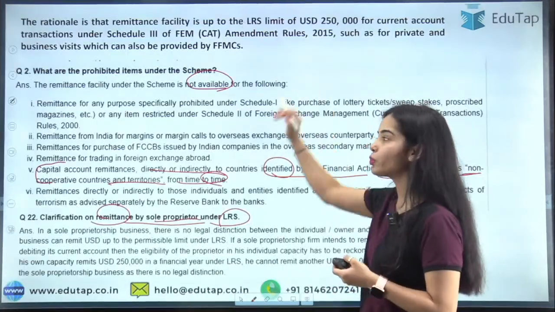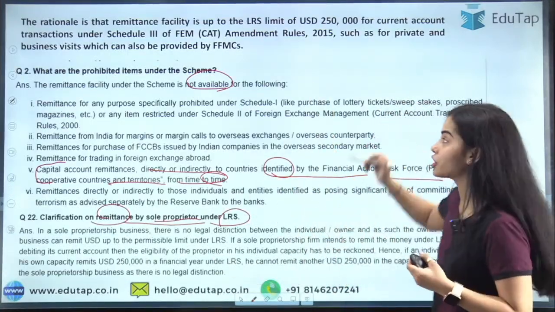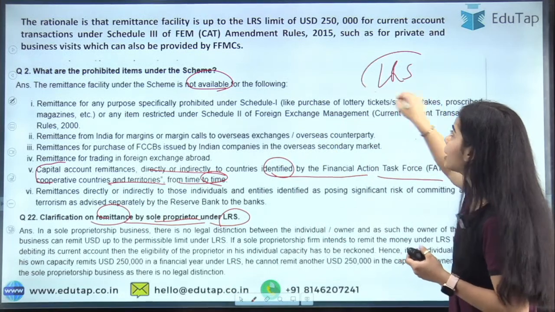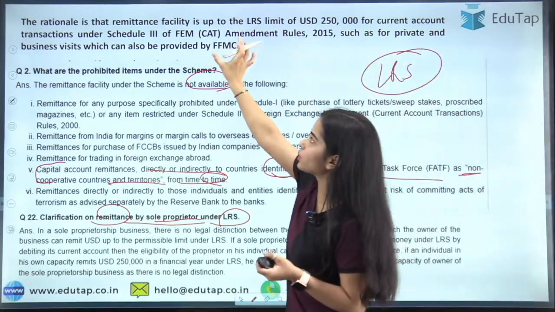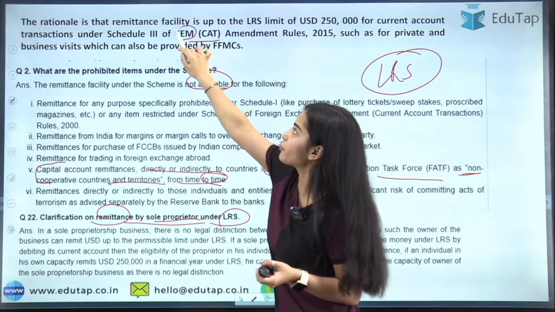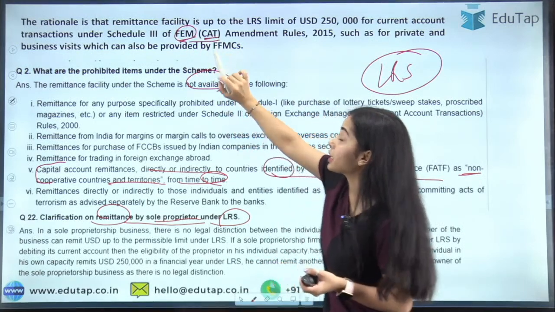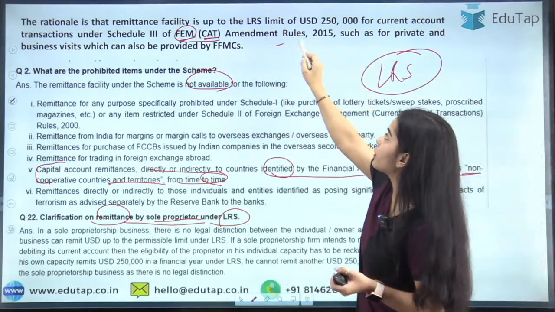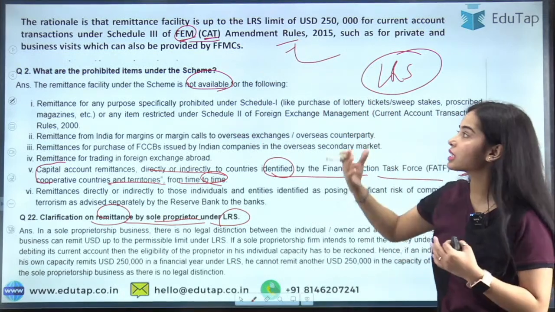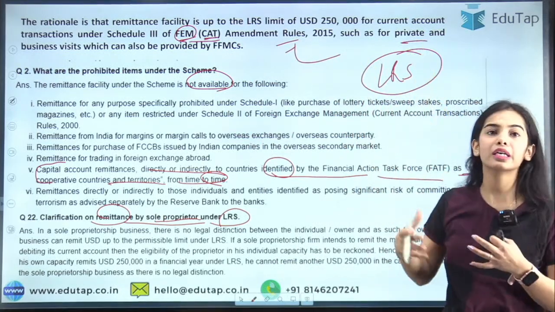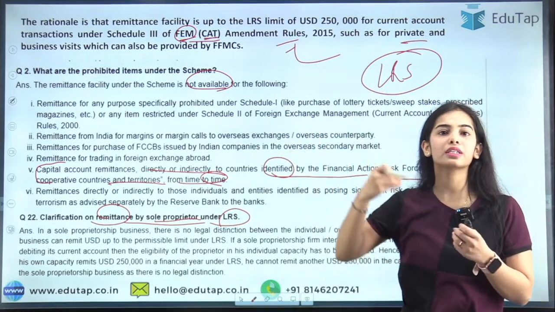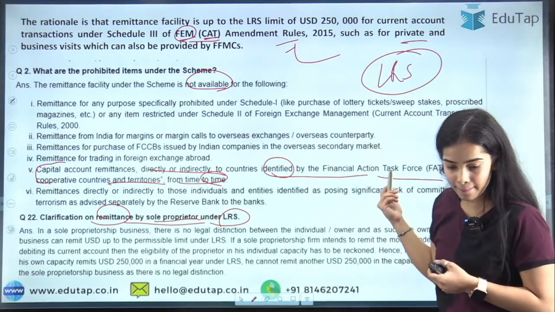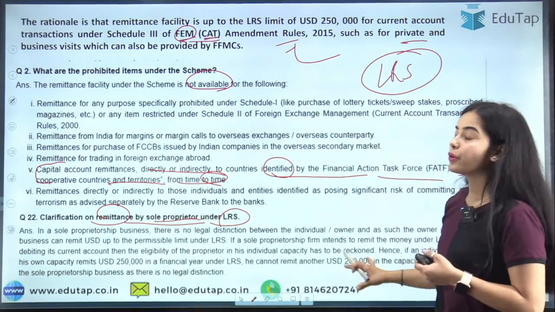I hope you understand, we have already done a session on the liberalized remittance scheme and schedule 3 of FEMA, the foreign exchange management current account amendment rules. This includes business visits and any kind of private tourist travel, or going for education. Okay, so I hope you have understood this.